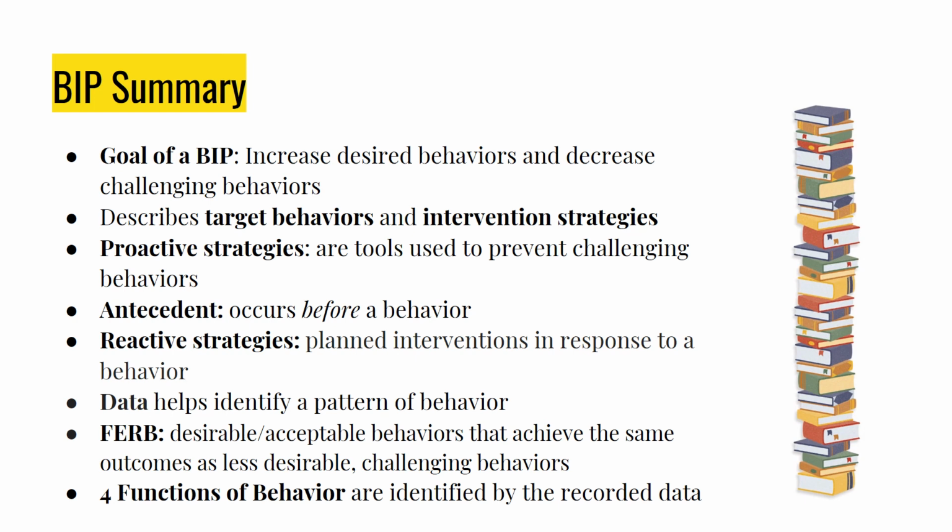In conclusion, the goal of a BIP is to increase desired behaviors and decrease challenging behaviors. It describes the target behaviors and intervention strategies. Proactive strategies are tools used to prevent challenging behaviors. The antecedent occurs before a behavior. Reactive strategies are planned interventions in response to a behavior. Data helps identify a pattern of behavior. The functionally equivalent replacement behavior is desirable or acceptable behaviors that achieve the same outcomes as less desirable, challenging behaviors. And lastly, the 4 functions of behavior are identified by the recorded data.